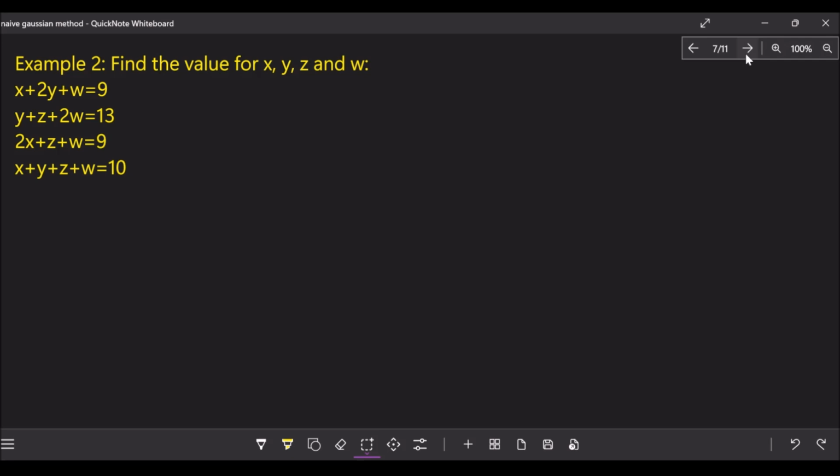Okay, so we have this example. Find the values of x, y, z, and w for these four given equations. x plus 2y plus w is equal to 9, y plus z plus 2w is equal to 13, 2x plus z plus w is equal to 9, and x plus y plus z plus w is equal to 10. Okay, so we have here our solution.